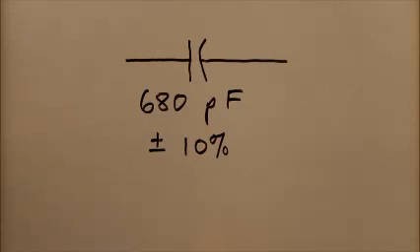Here is an explanation for the answer to final exam question number 42, found on page 670 of Teach Yourself Electricity and Electronics, 5th edition. The question poses us with a conundrum. Suppose that we buy a whole bunch of fixed capacitors rated at 680 picofarads plus or minus 10%.